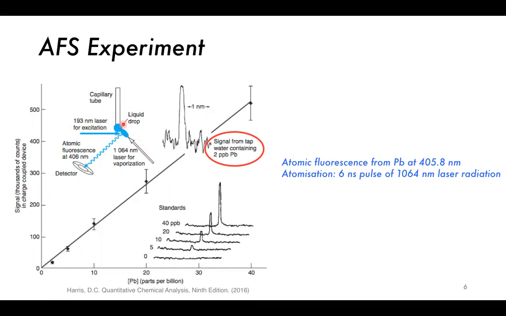So once the sample has been atomized, we use this other laser, a 193 nanometer laser, for excitation of the atomized sample or the vaporized sample. And then from that excitation laser, we will get some atomic fluorescence, and that will be detected, in this case, at 405.8 nanometers.